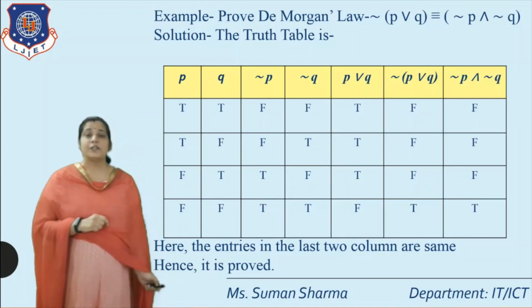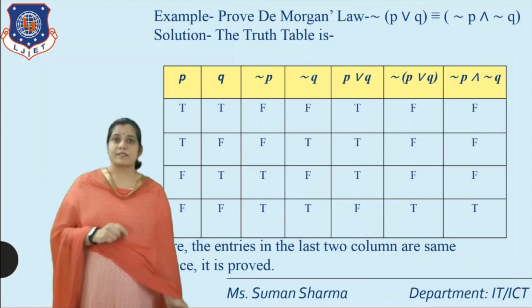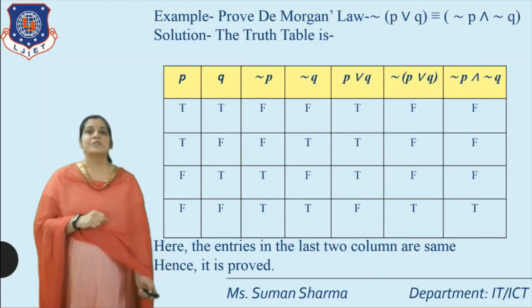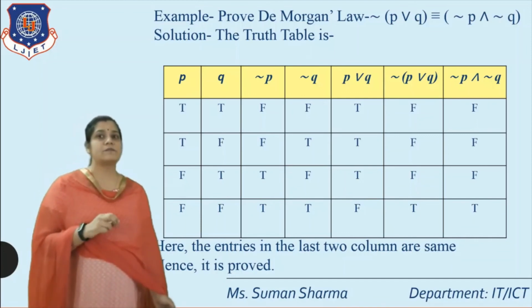So see here, your last two columns F F F T, F F F T are equal. Okay, so here the entries in the last two columns are the same, hence it is proved.